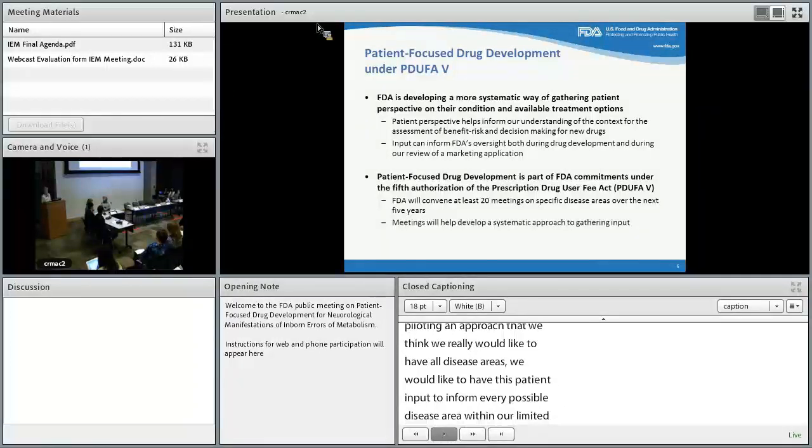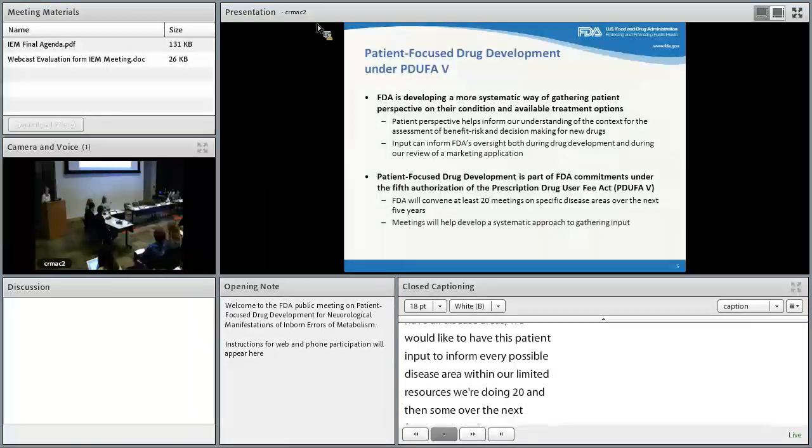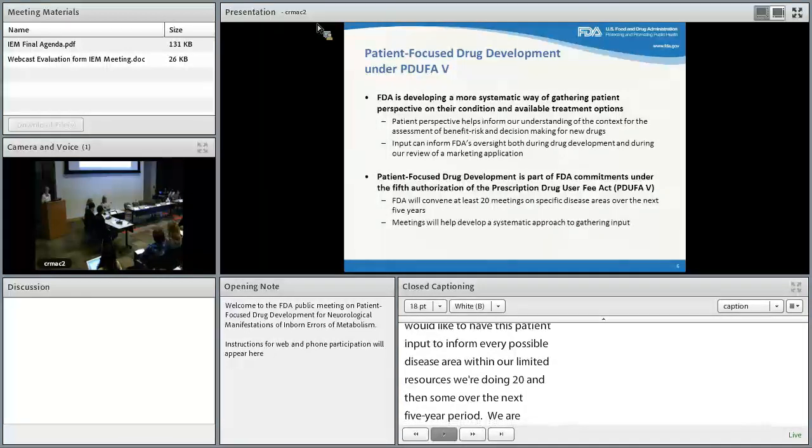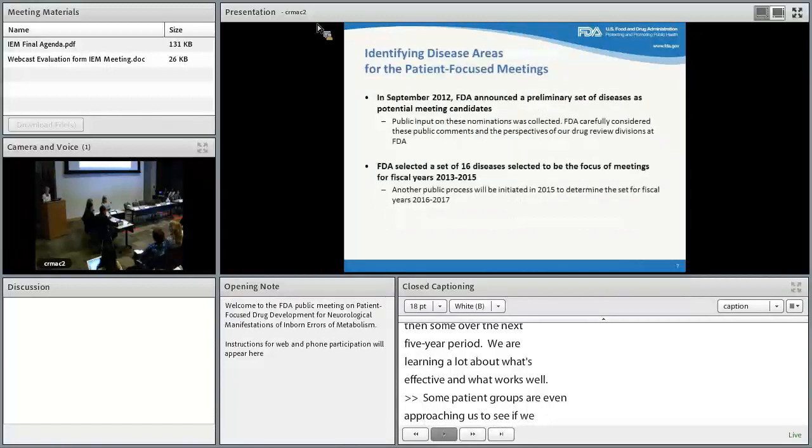Within our limited resources, we're doing 20 and then some over this 5-year period, and we're learning a lot about what's effective and what works well. Some patient groups are even approaching us to see if they can sponsor the meeting and we'd come. And we're trying to work that out because we think this is a really important source of input for us.